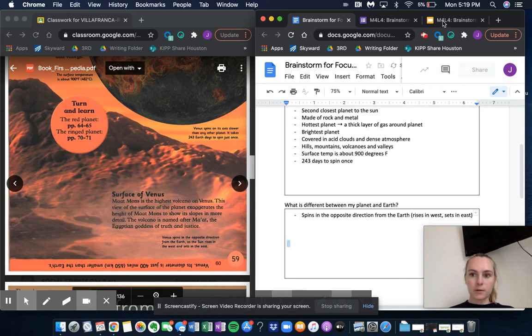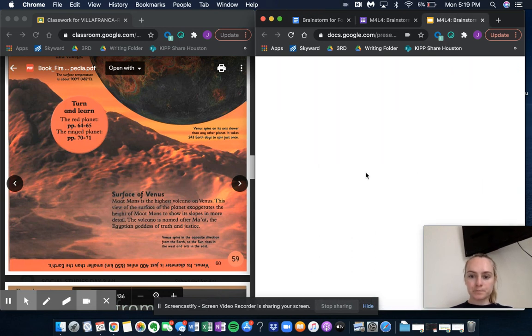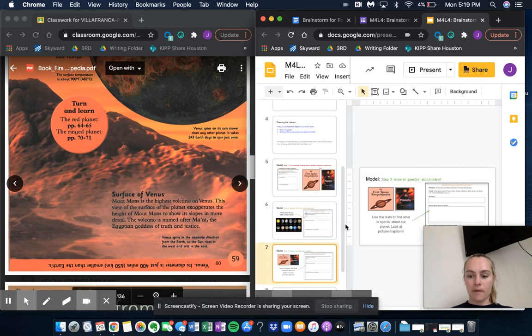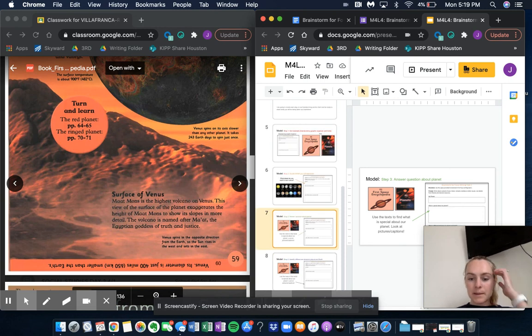Beautiful. So let's make sure that I completed all my steps. It's trying to load. Beautiful. And then step 4 is where you're identifying the differences. Beautiful. So that is what we already completed. Writers, this is what you will be doing today. Make sure you complete all 4 steps.